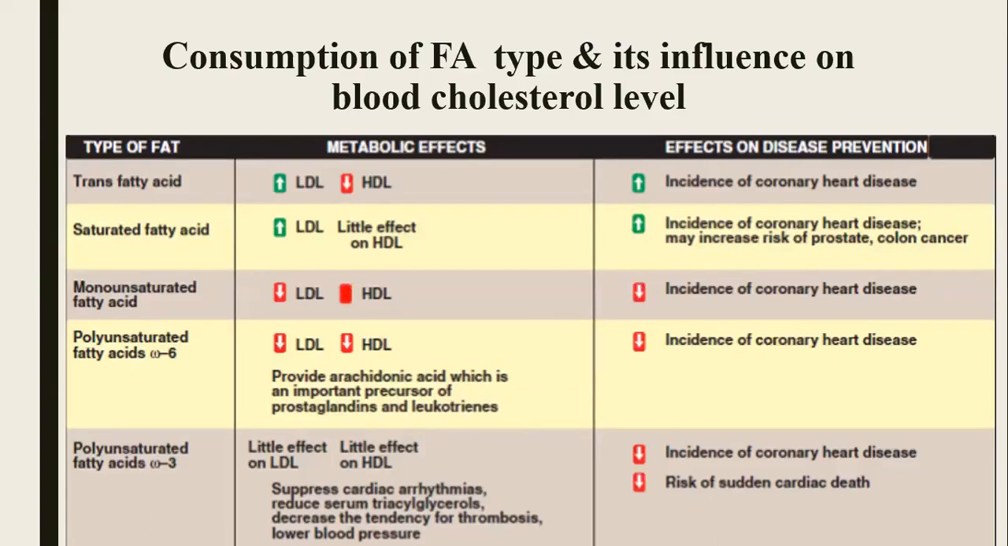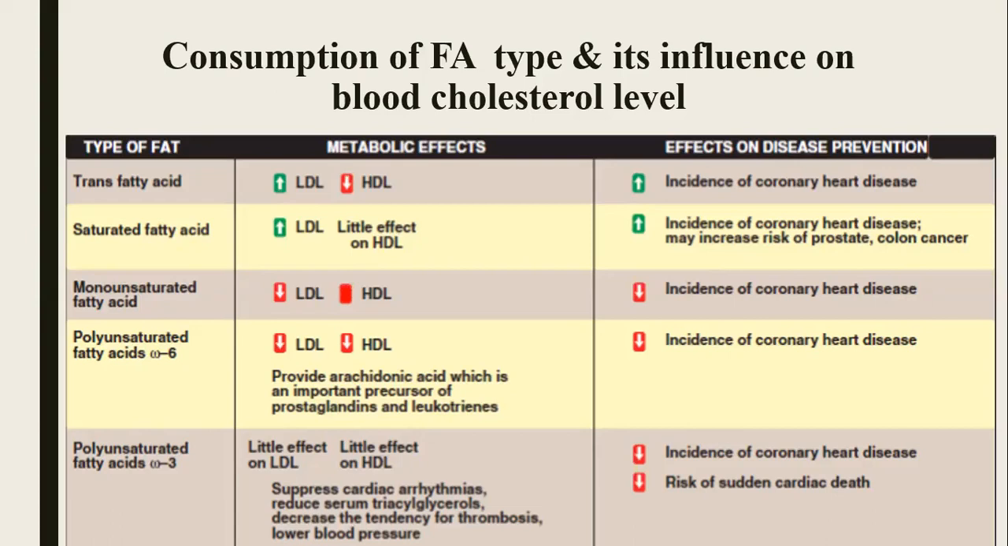You see here, they lower plasma LDL cholesterol, and they maintain HDL cholesterol, or they increase HDL level, as written in some books. And thus, these monounsaturated fatty acids decrease the incidence of coronary heart disease. So the most important example of the monounsaturated fatty acid, which decreases LDL and maintains or increases HDL level, is oleic acid present in the olive oil.